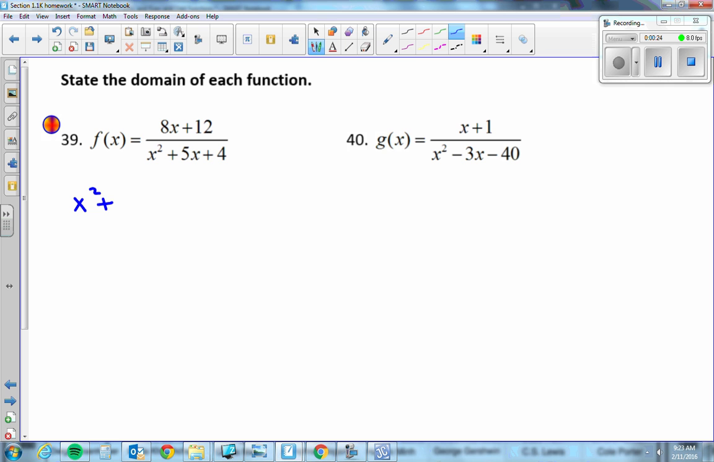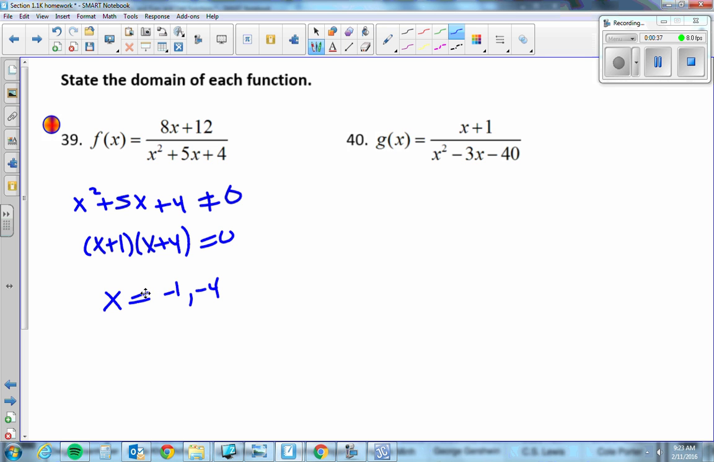So that's your thought process. You want to figure out when the denominator is 0. In fact, we want it to not be 0. And so you solve by factoring. This is quick and easy. And you find that the numbers we're looking for are -1 and -4. In reality, those are the numbers we don't want. So we write it up like this. We say the set of all x's such that x is not -1 or -4.